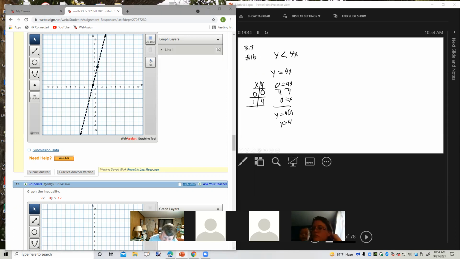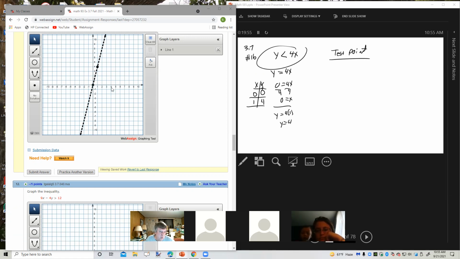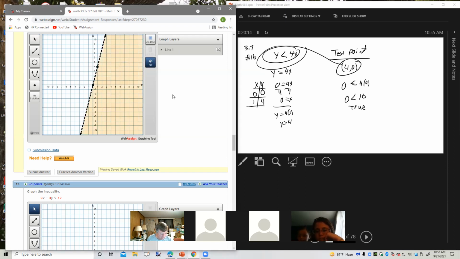We're going to use a test point. We can't use (0, 0). How about (4, 0)? We can use that. So we plug that in here. y is 0, x is 4. That's true, 0 is less than 16. So (4, 0) is on the correct side, and there's our solution. And one more, and then we'll go on. Any questions there? Clear it.